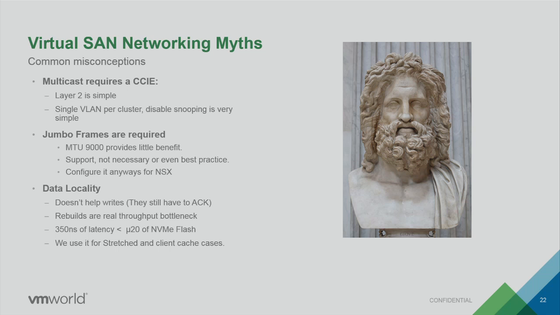Don't go configure jumbos just because of vSAN. Configure it because of NSX, because you need it for encapsulation. Configure it maybe for vMotion because you've got crazy amounts of memory density and you want to squeeze some extra performance and CPU reduction when you're doing large vMotions back and forth. But don't deploy jumbos just because of us.